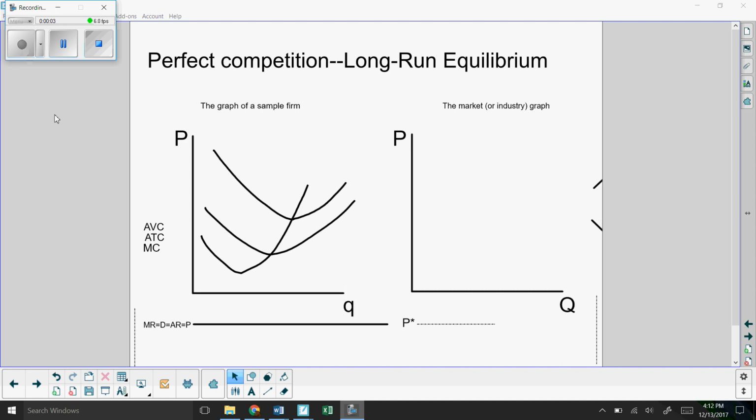Welcome. This is the first video that I'll be screencasting to help you resolve any confusion you might have about short-run graphical situations in perfect competition. So the first possible situation we're going to look at is what a long-run equilibrium looks like, and we'll help you build that graph.